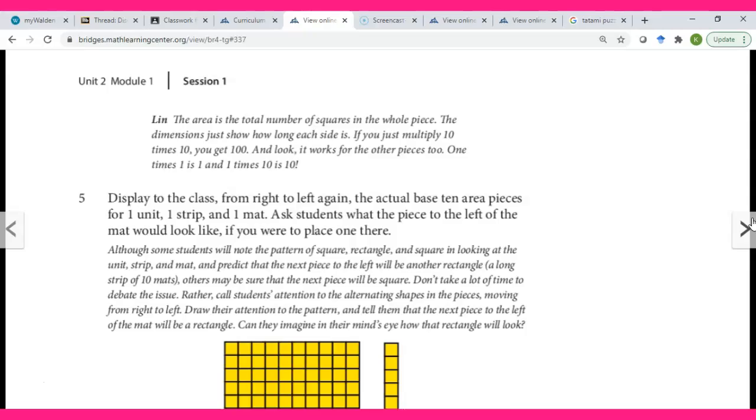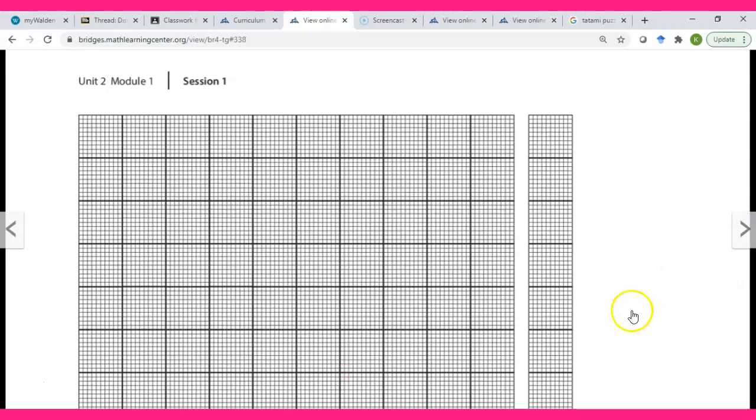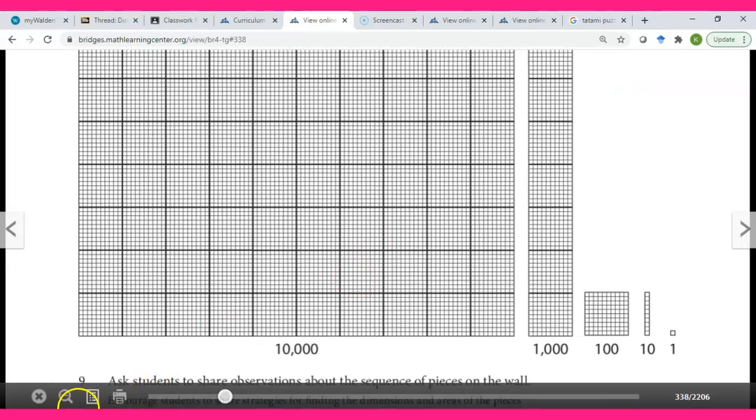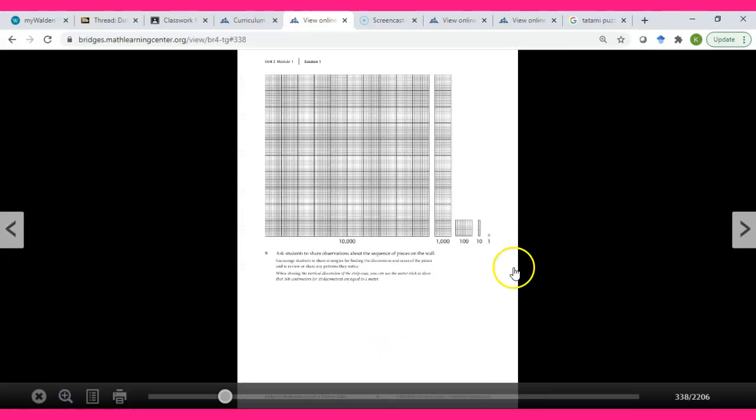I'm going to go to the next screen, and I apologize, I have to use my teacher book because I didn't have a better picture. Let's back this up, make this smaller. I know this is kind of hard to see, but this is what we put up on the wall in class. We have our 1 centimeter unit, so that's our 1 unit. Then we have 10 centimeters, that's our strip. We have 100 centimeters in this square altogether, so that is our mat.